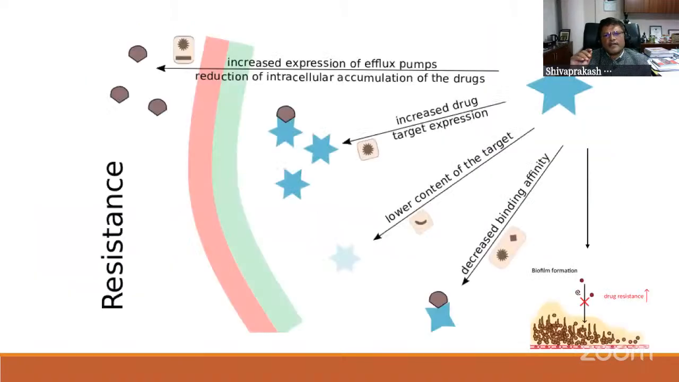So coming to the mechanism of antifungal resistance. To understand the major resistance patterns, one of the major things you can see is either increased expression of efflux pumps, or the drug may not enter the cell, or it may not bind to the cell wall, or there is a lower content of the target, or the target itself is modified because of mutation. Also, biofilm formation will not allow the antifungal to enter or come in contact with the fungi. So these are all the different mechanisms of antifungal resistance in fungi.